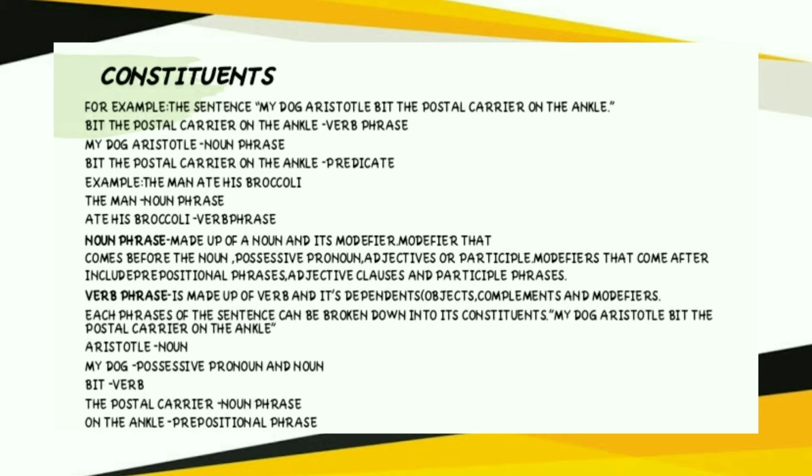In constituents, we have noun phrase and verb phrase. A noun phrase is made up of a noun and its modifiers. Modifiers that come before the noun are possessive pronouns, adjectives or participles. Modifiers that come after include prepositional phrases, adjective clauses, and participle phrases. A verb phrase, on the other hand, is made up of a verb and its dependent objects, complements, and modifiers. Each phrase of the sentence can be broken down into its constituents.